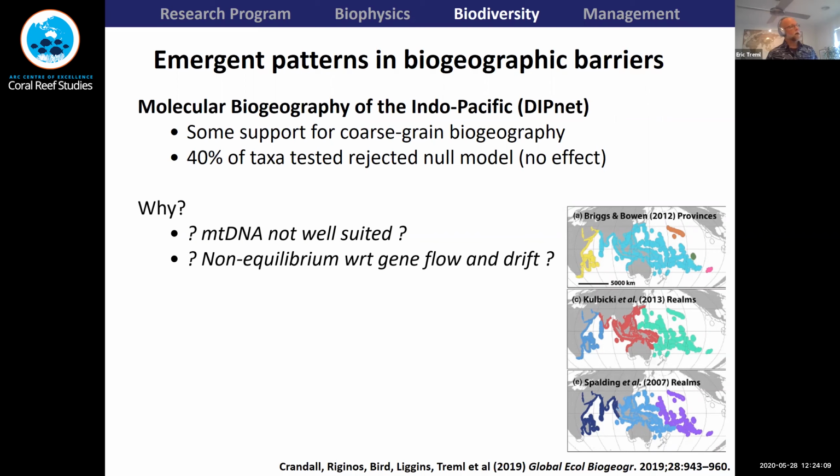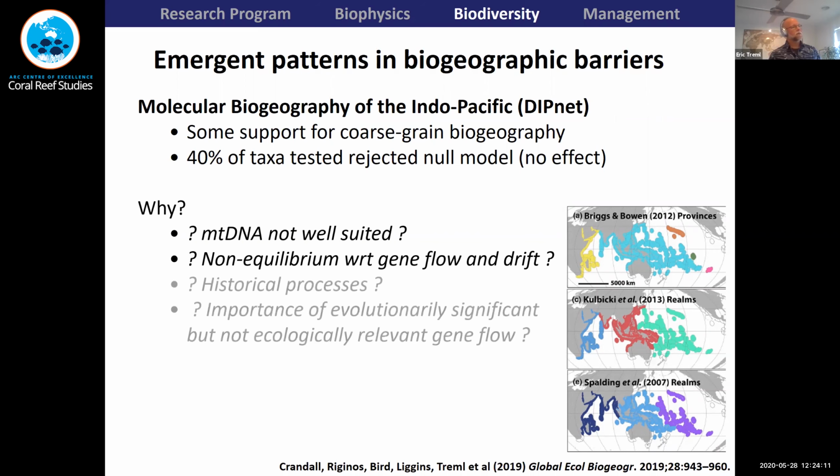Why could this be? Perhaps the mitochondrial DNA wasn't well suited. Maybe we're faced with a non-equilibrium situation. Maybe historical processes play a more prominent role than dispersal of the current environment. Or there might be some nuances with respect to the amount of dispersal and whether it's ecologically or evolutionarily significant. We're still working on this. This is a great effort, very enjoyable, but this end result was somewhat frustrating. Watch this space. There's a lot of people working in this group on some future papers.